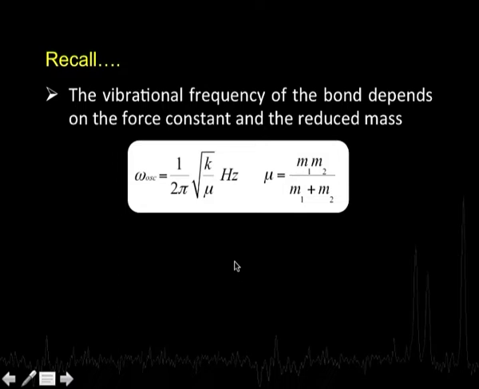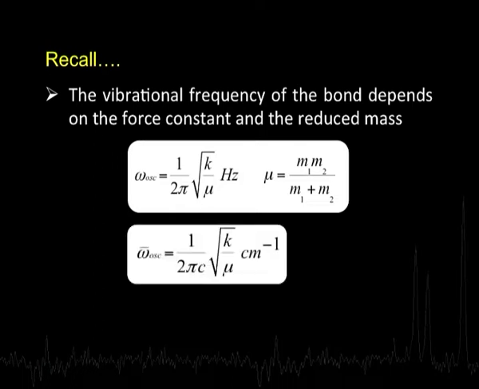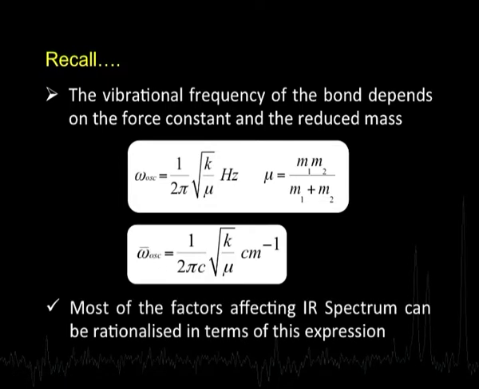Typically, since in IR spectrum we express the frequencies in terms of centimeter inverse, this expression is more relevant: omega oscillation is equal to 1 by 2 pi c square root of k by mu, where c is the velocity of light, and the result is in centimeter inverse units, so we always give it with a bar on it. The effects of the factors we are going to take up, which affect IR spectra, can be rationalized in terms of this expression. That is why we had to recall it. This is a very important expression for us.